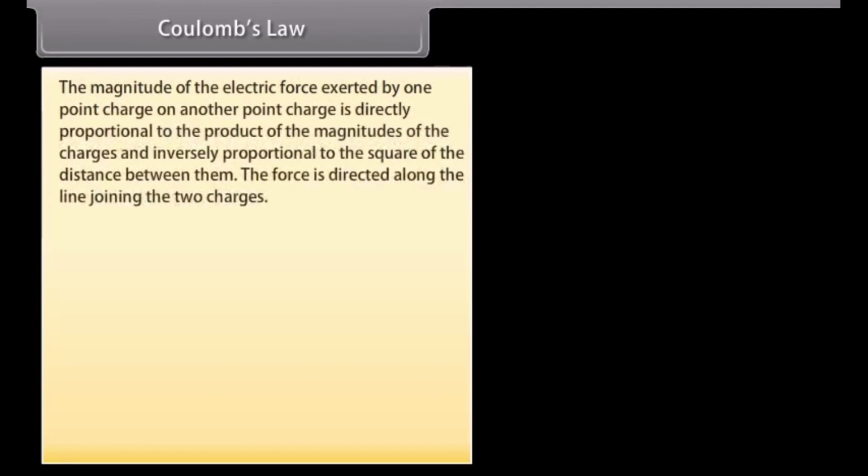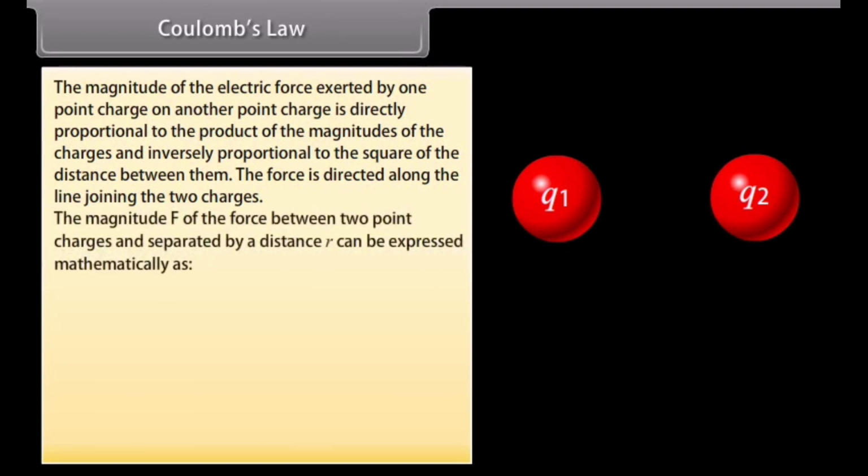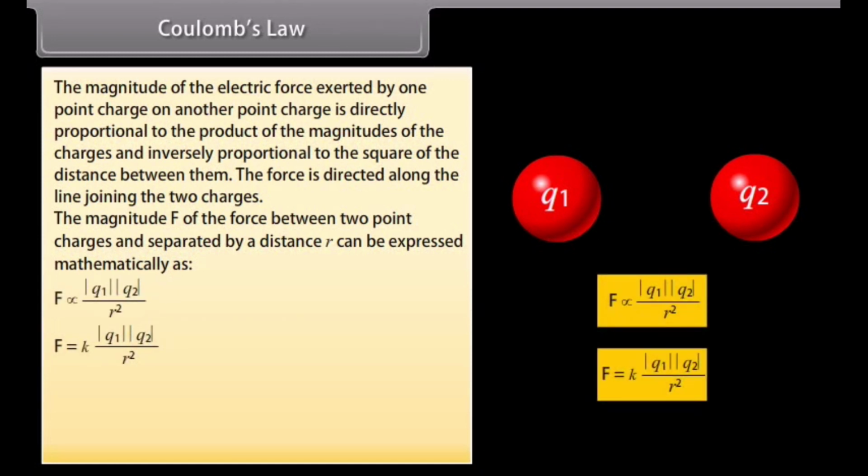Coulomb's law. The magnitude of the electric force exerted by one point charge on another point charge is directly proportional to the product of the magnitudes of the charges and inversely proportional to the square of the distance between them. The force is directed along the line joining the two charges. The magnitude F of the force between 2 point charges Q1 and Q2 separated by a distance r can be expressed mathematically as F = K |Q1||Q2| / r². Here, K is a constant of proportionality.